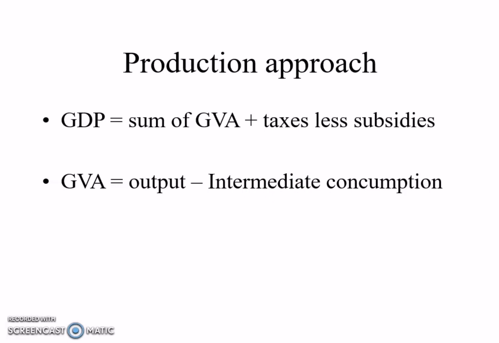Why do we do plus taxes, minus subsidies? Because the taxes increase the price. However, the subsidies decrease the price. So that's why plus taxes, less subsidies.